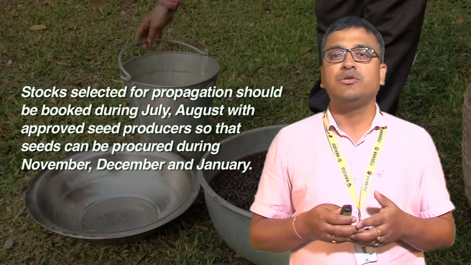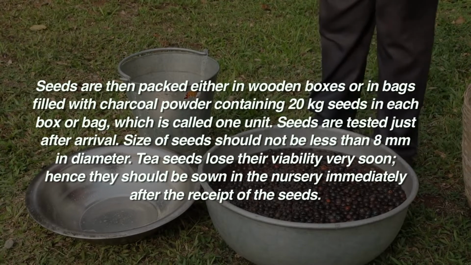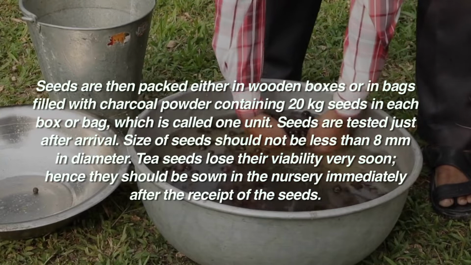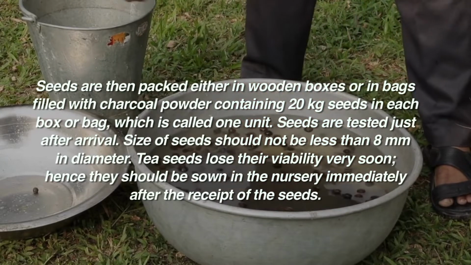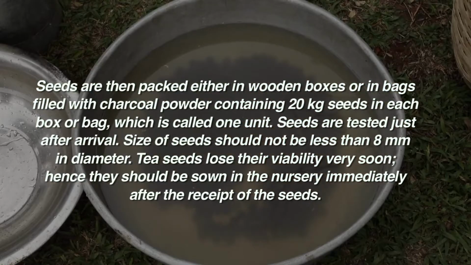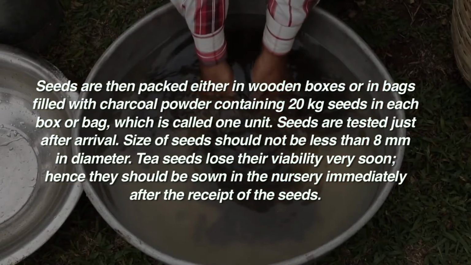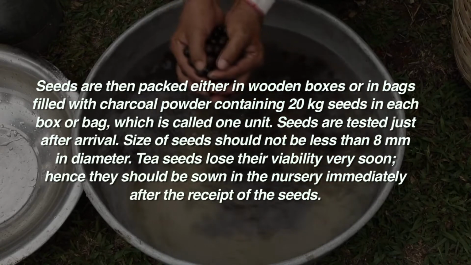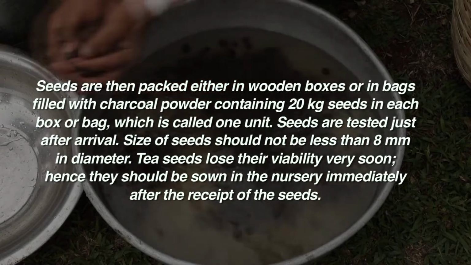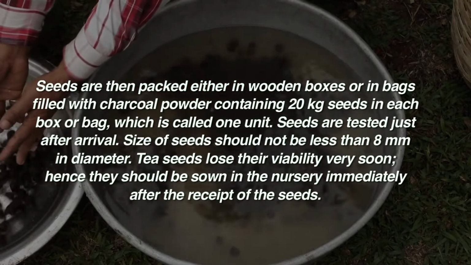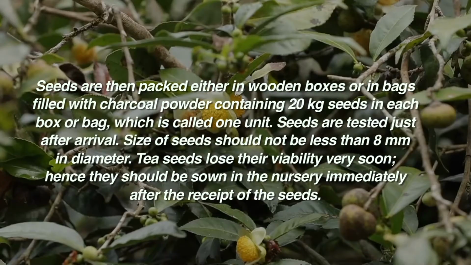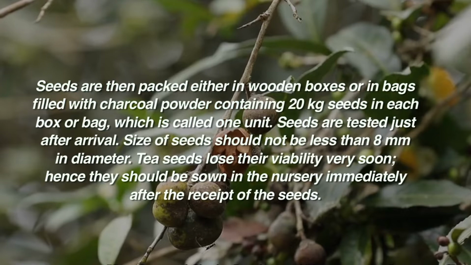November, December and January. Seeds are then packed either in wooden boxes or bags filled with charcoal powder containing 20 kg seeds in each box or bag, which is called 1 unit. Seeds are tested just after arrival. The size of seeds should not be less than 8 mm in diameter. Tea seeds lose their viability very soon. Hence, they should be sown in the nursery immediately after the receipt of the seeds.